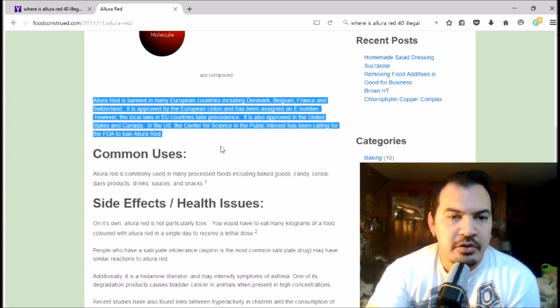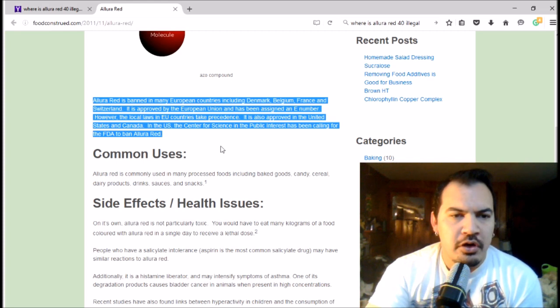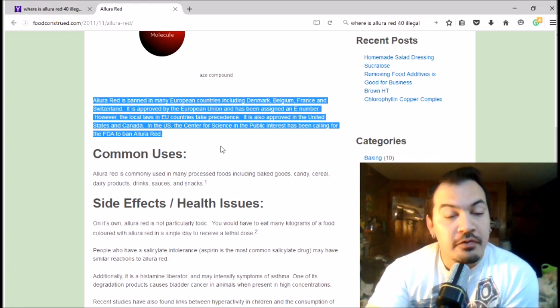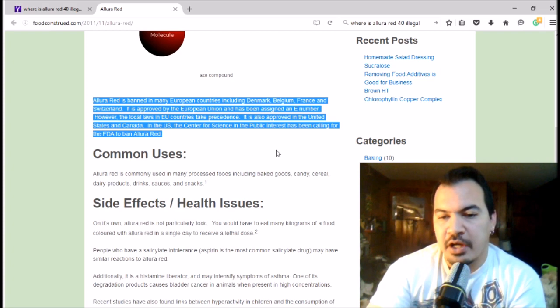It is approved by the European Union and has been assigned an E number. However, the local laws in EU countries take precedence. It is also approved in the United States and Canada. In the US, the Center for Science in the Public Interest has been calling for the FDA to ban Allura Red, which I personally think is a good idea.